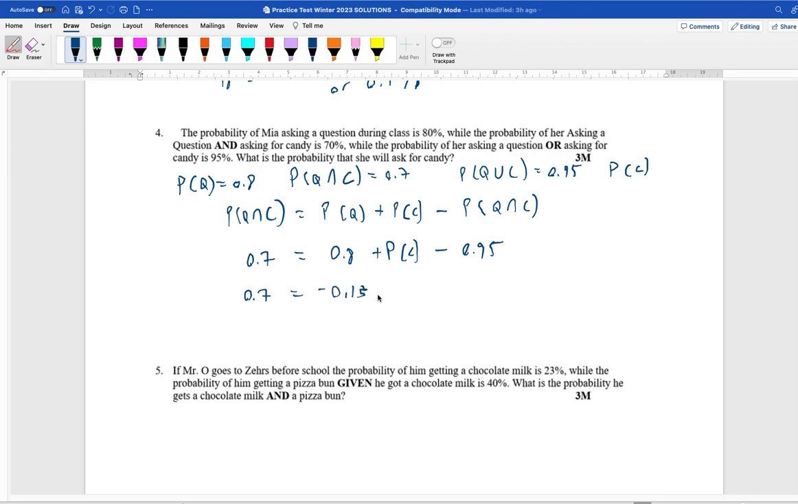So 0.7 equals, put these two together, I'm going to get negative 0.15 plus probability of candy. Move it over, it becomes a plus, 0.7 plus 0.15 equals probability of candy. Finally, the probability of candy equals 0.85, 85%.